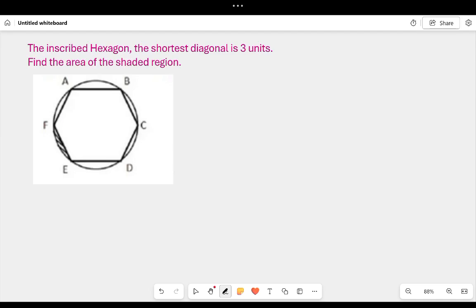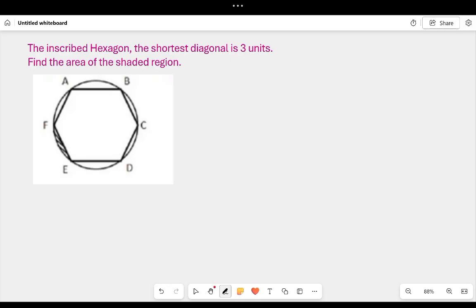Now we have a hexagon inscribed in a circle. So we know the angles at the center for a hexagon should be 60 degrees. And then we know a hexagon is a six-sided shape. So therefore, what we are going to do first is to establish which is the shortest diagonal.